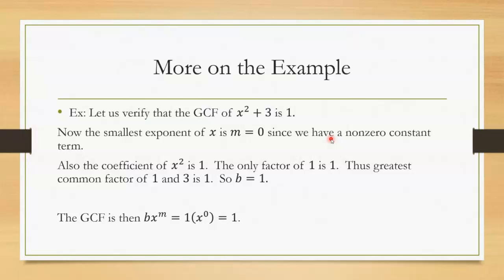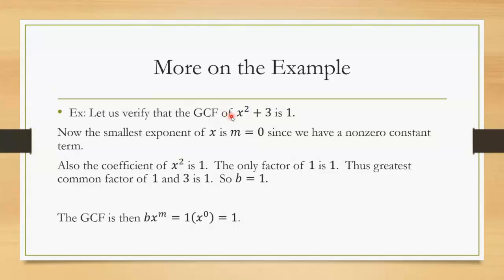So going through that slide, as you can see, since there's a non-zero constant term, we have to take m to be 0. Basically, there's no variables next to 3. Or if you want, you could think of this as 3 times x to the 0. Then the smallest exponent would still be 0. And you're still using this convention: x to the 0 is 1.